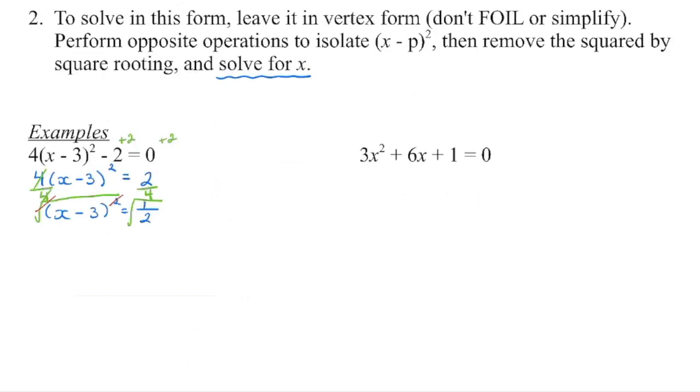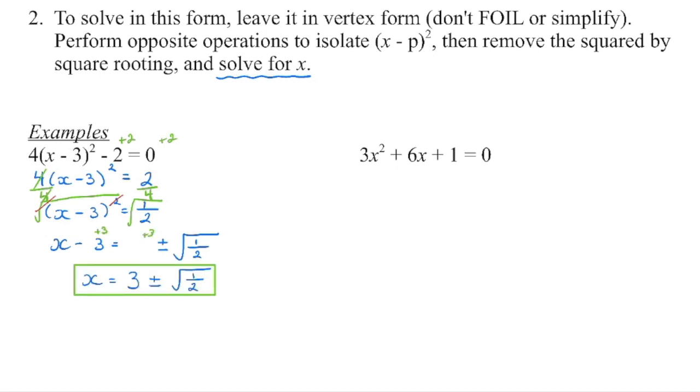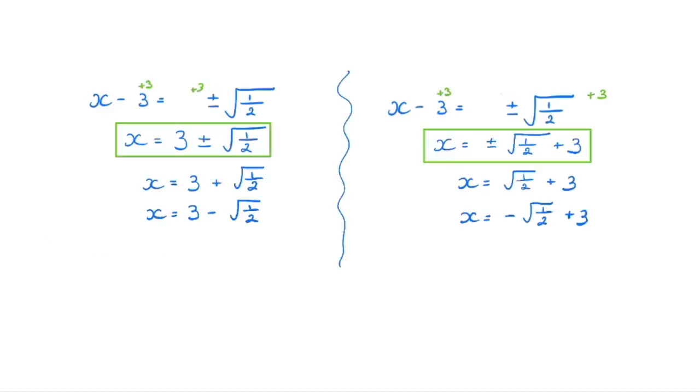So square rooting will cancel the squared on the left, and then I'm going to have a positive and a negative root on the right because of that variable there. So I'm going to put a positive or negative sign in front of that root, and then I'm going to add 3 to both sides in order to isolate that variable. And when we do that, we end up with 3 plus or minus the square root of 1/2. When I added 3, I happened to put it in front of the square root. It doesn't matter if you want to put it at the end of the square root because we end up with one solution, 3 plus the square root of 1/2 and 3 minus the square root of 1/2.